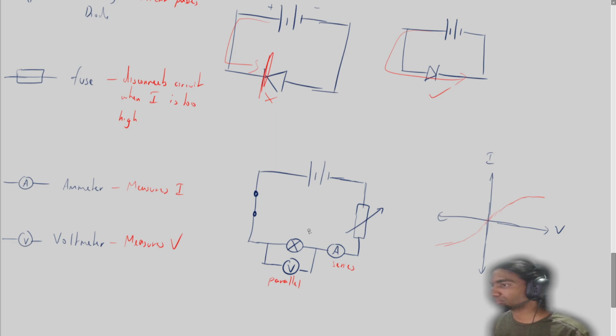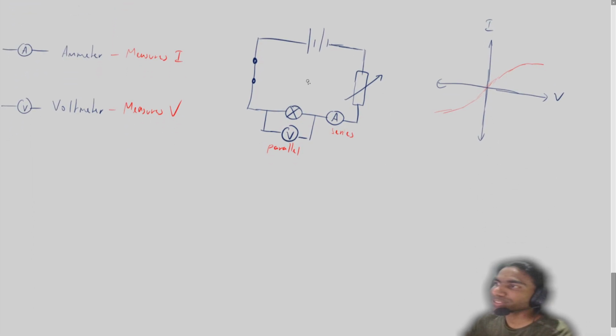Okay, so that's the case for this bulb over here, right? In the same way, you can repeat this. Rather than drawing the bulb, you can also repeat this for a wire, you can also repeat this for a resistor, and you can also repeat this for a diode, right? And these are the kinds of graphs you would get.